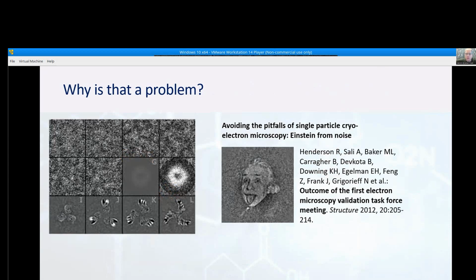Now, that could lead to ridiculous results, which is known as the Einstein from noise problem, and the field is very much aware of it. You see here Richard Henderson as the first person written here, and Joachim Frank here. And the reason is that if I take a very strong prior and I take a data set that has no data inside it, and put in a prior of Einstein, I'll get Einstein from the data, and it's quite clear that we didn't have Einstein on that day inside the microscope.